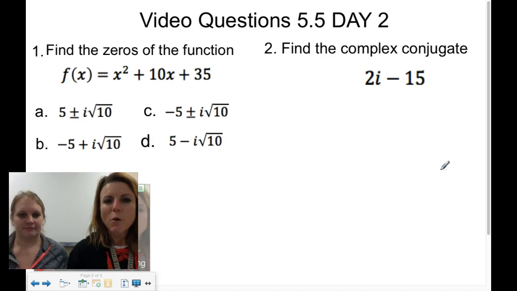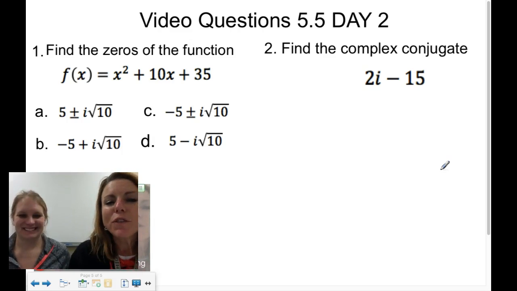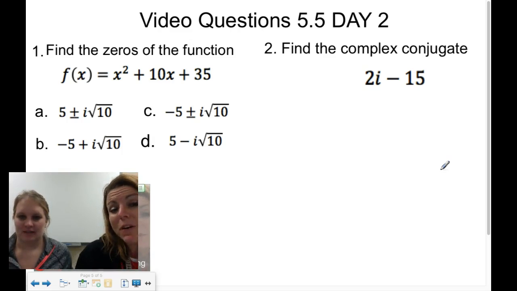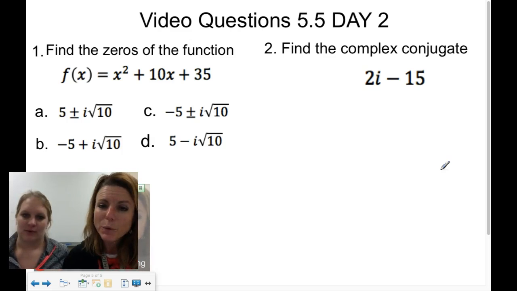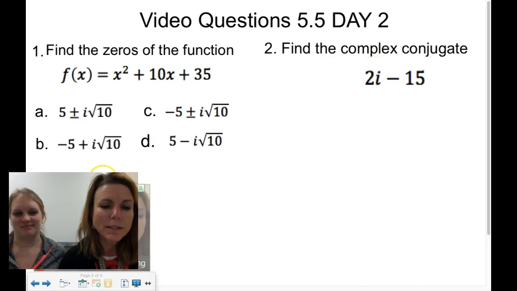Next page. Wow, that was easy. 8 minutes and 51 seconds. Okay, so find the zeros of the function. You can do that, and they probably can't be factored, but you can sure try. And find the complex conjugate. But be careful, because the imaginary is first, so switch it. Change the order. All right. See you tomorrow.